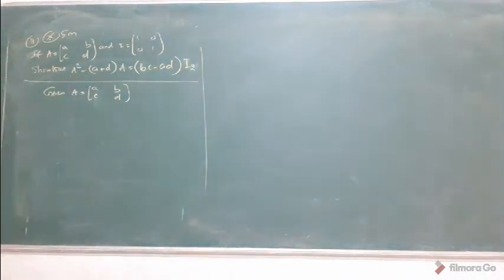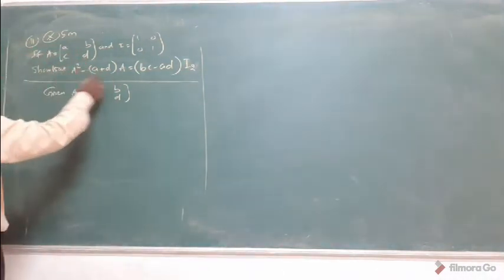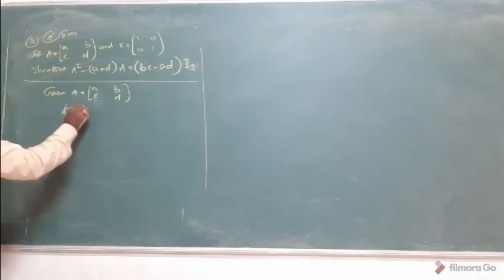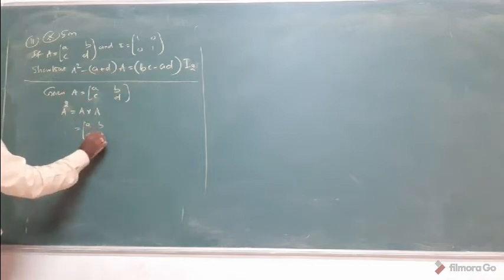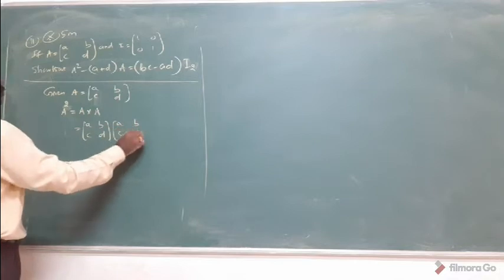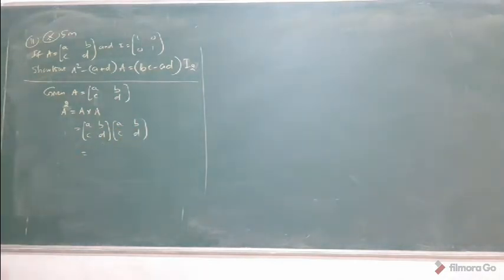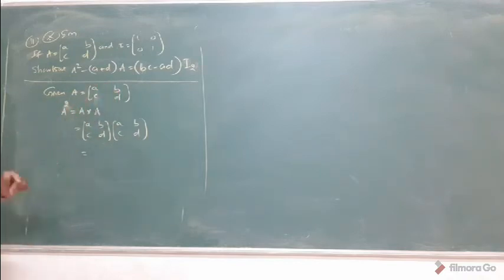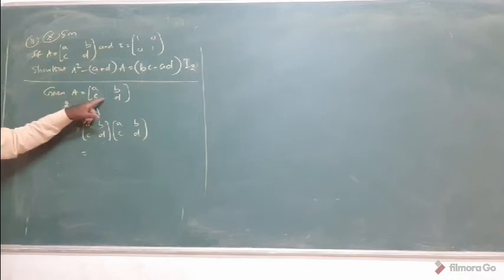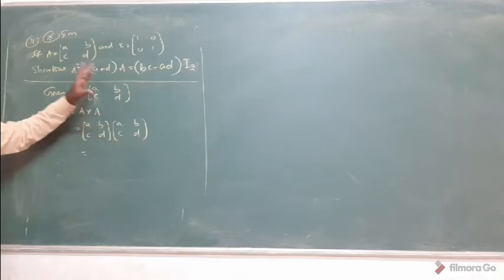Now A is given, and the answer involves A square, so we find A square. A equals a, b, c, d. Now A square is not a square, b square, c square, d square. That is not the correct answer. Mind it: A square does not mean squaring each number. It's wrong. A square represents A into A.